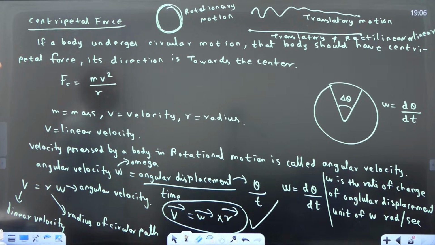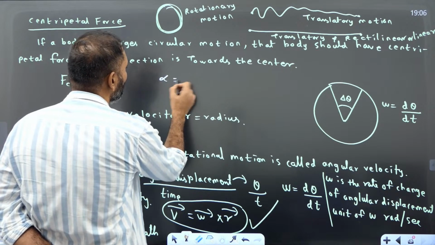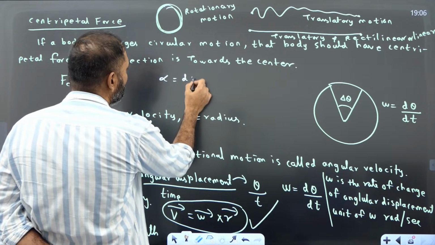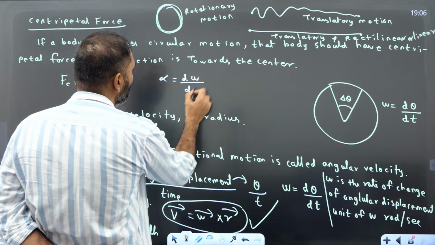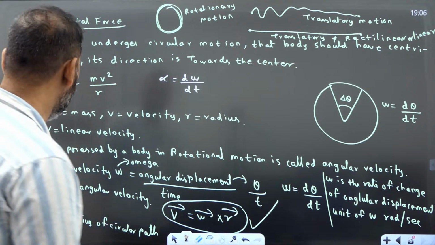What is the equation for angular velocity? Rate of change of angular displacement. What is angular acceleration, alpha? Angular acceleration alpha is equal to d omega by dt. Rate of change of angular velocity is called angular acceleration. It is not written.